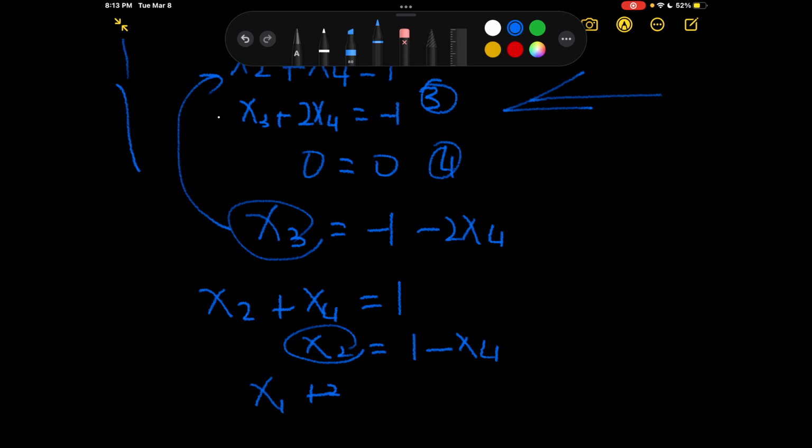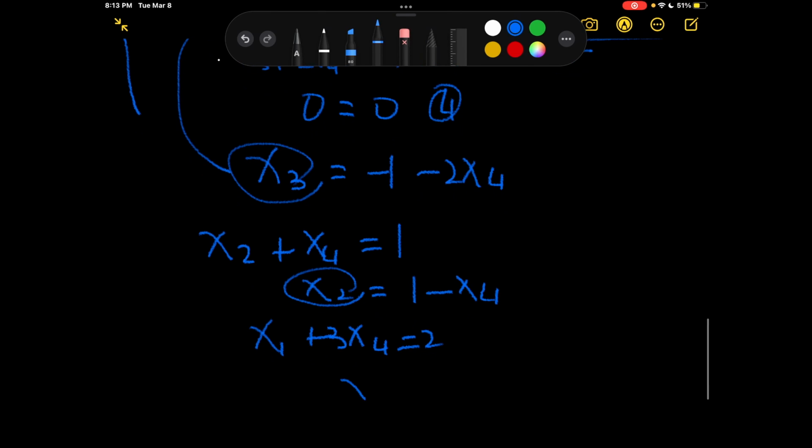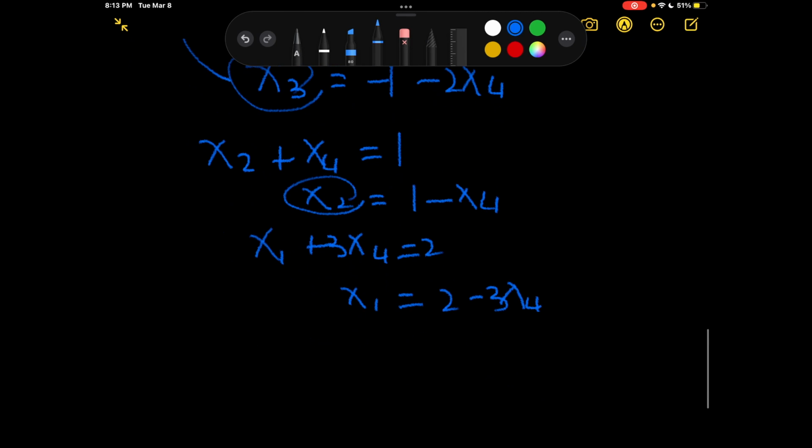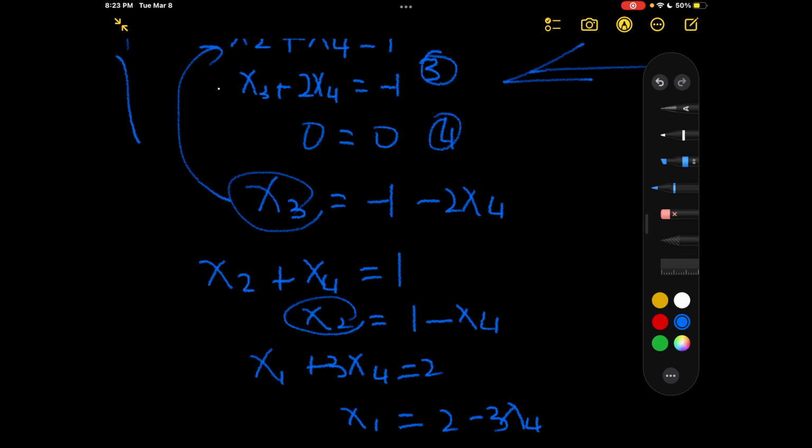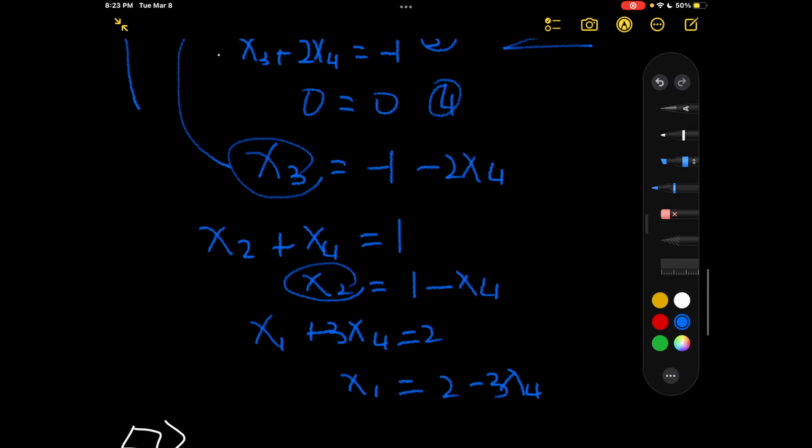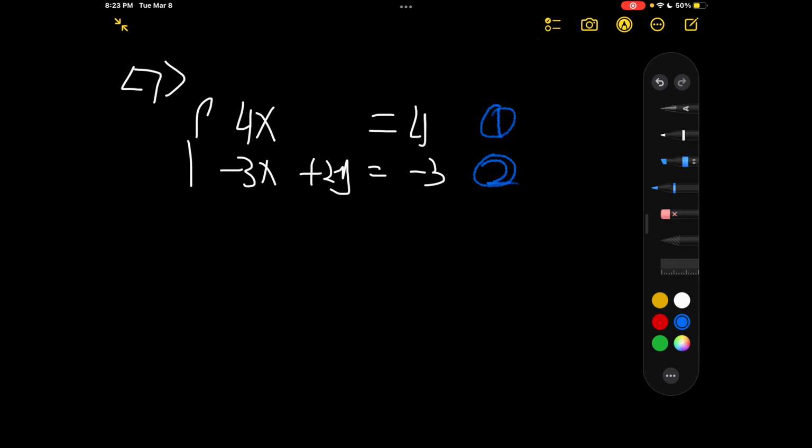x1 plus 3x4 equals 2. We have x1 just equals 2 minus 3x4. Okay, that's it. Let's move to question 7, which is solve the linear system using the elimination method.